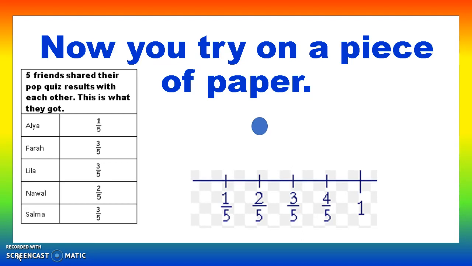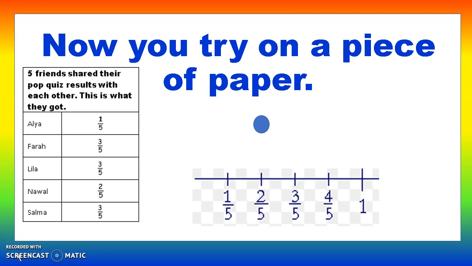Draw the number line on a piece of paper, and we are going to use dots. You have to add all your information on your number line. Are you ready? Stop the video. Draw your line plot with all the dots, with all the information on there. When you are finished, start the video again.